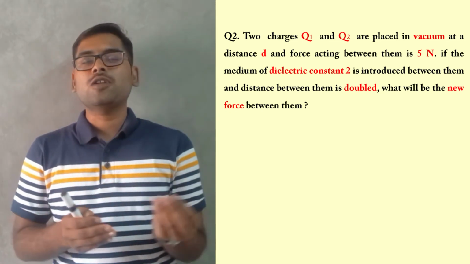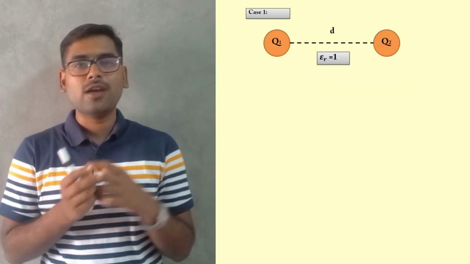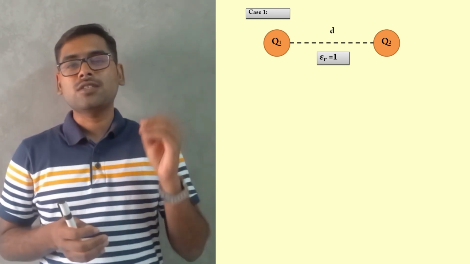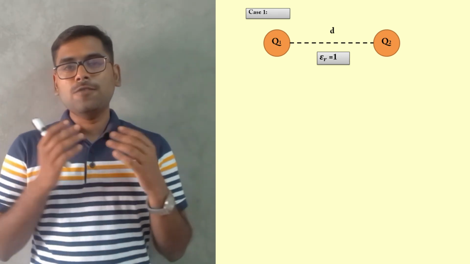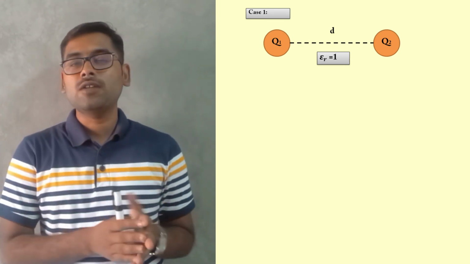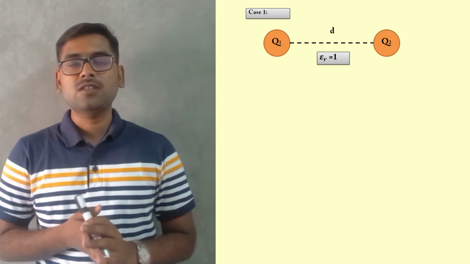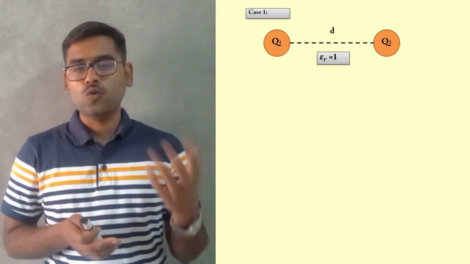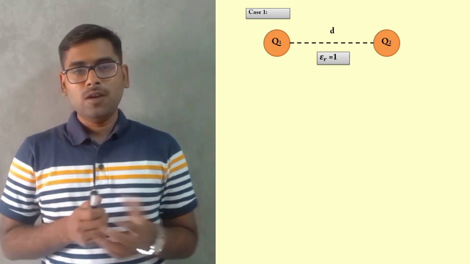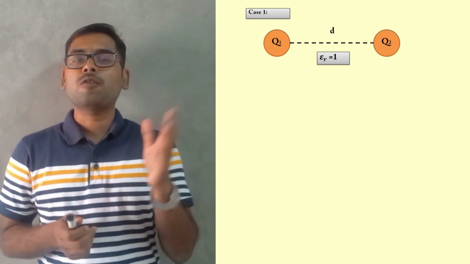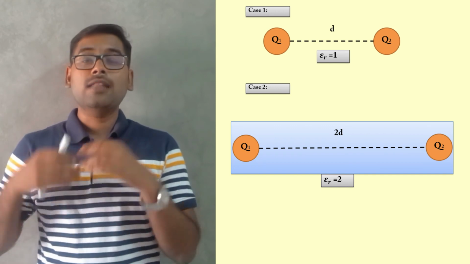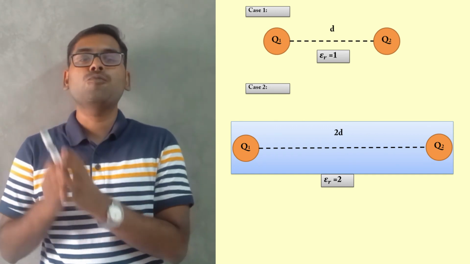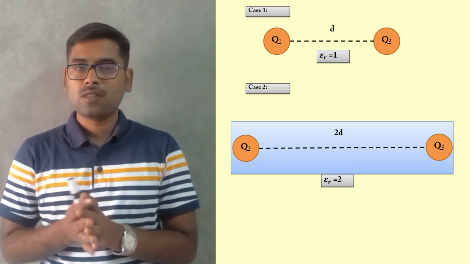Guys, again in this question also they have given us two charges Q1 and Q2 separated by some distance d, and these charges are placed in the vacuum, and the force between these two charges is given, which is equal to 5 Newton, which means force experienced by Q1 is 5 Newton and force experienced by Q2 is also 5 Newton. Now what they have done, they have moved these charges from vacuum to another medium, and the dielectric constant of that medium is 2. That is, the relative permittivity of that medium is 2.